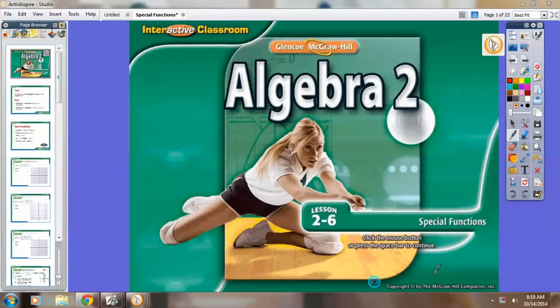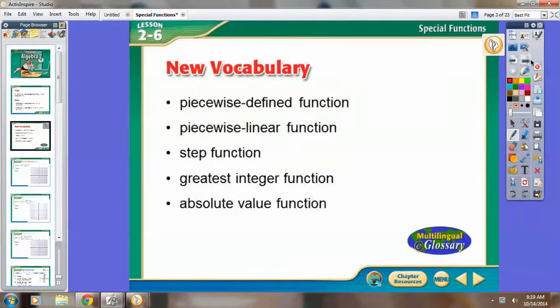This is section 2.6. It is dealing with special functions. We've graphed linear functions. We will graph quadratics. These are all special functions. They're not really linear, they're not really quadratic. There are several different types of special functions we're going to look at, and they have names.